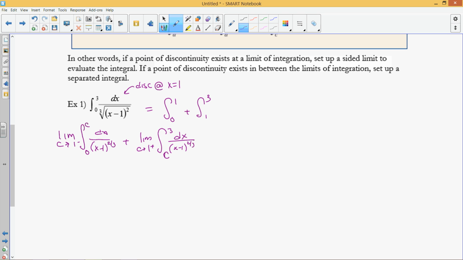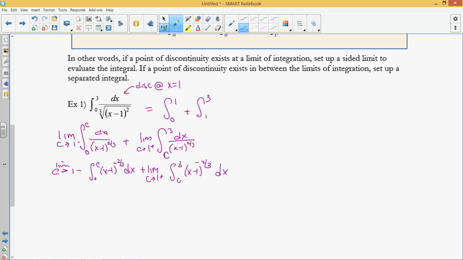Now I just need to take my antiderivative and evaluate. So this is really the limit as c approaches 1 from the left. Sorry, my pen is being very strange here. Let me try this again. So it's the limit as c approaches 1 from the left of the integral from 0 to c of (x minus 1) to the negative 2/3 dx, plus the limit as c approaches 1 from the right of the integral from c to 3 of (x minus 1) to the negative 2/3 dx.